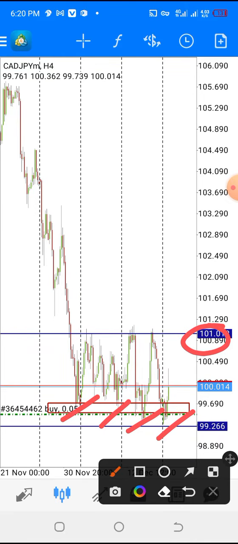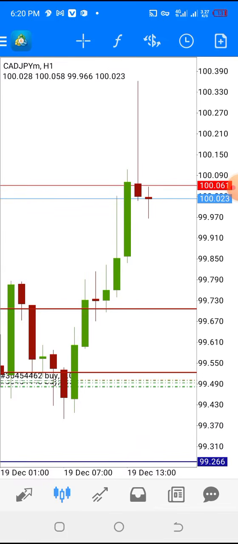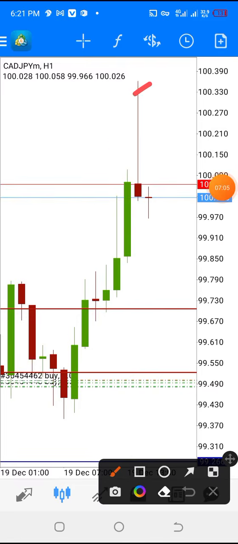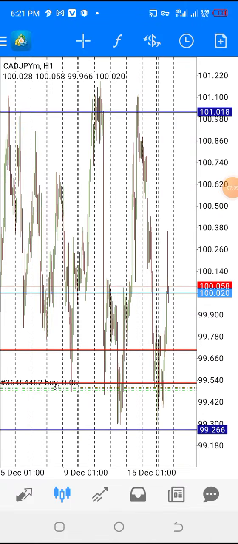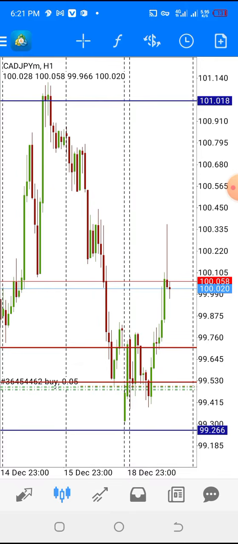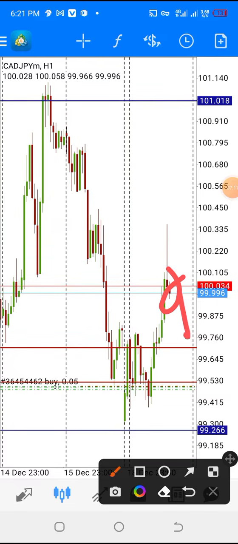Why I'm going to be closing some of the trades in CAD/JPY is because of this, guys. This rejection candle is very powerful and very dangerous. I won't be able to hold this buy for long. I'll just close some, but I'm waiting for this next candle to close. If this candle closes in a bearish way, then I'll close all the trades. But if it closes above this rejection candle, then I'll still hold the trades.